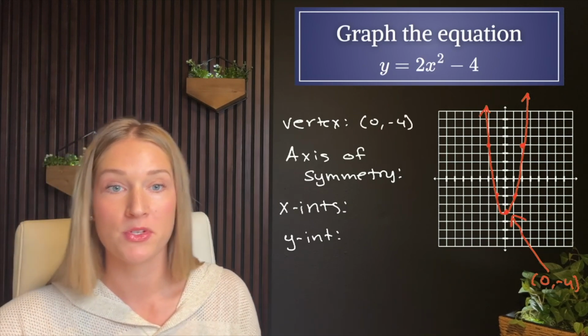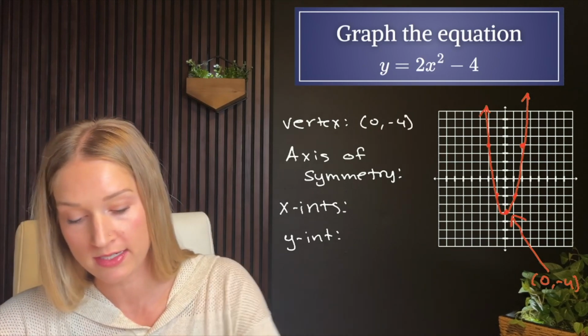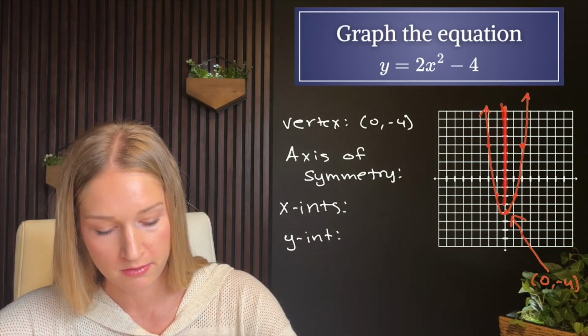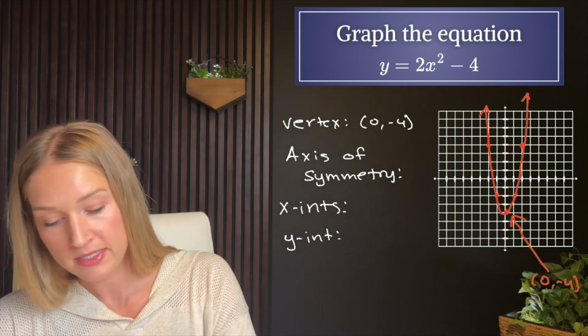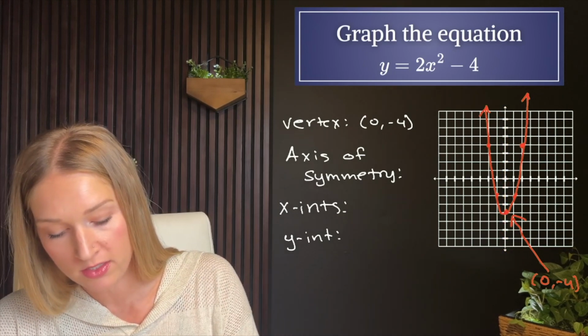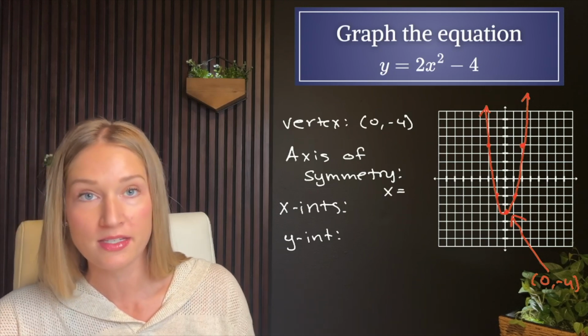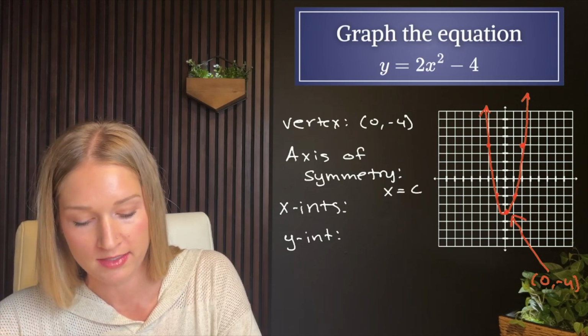My axis of symmetry is the vertical line that goes straight down through the middle of my graph. So that would be right here. And we said that that is always an equation. It's going to be x equals the x value of our vertex, which is 0.